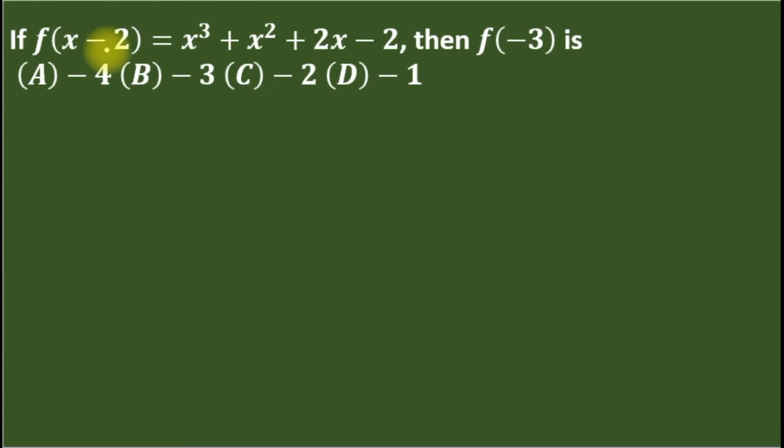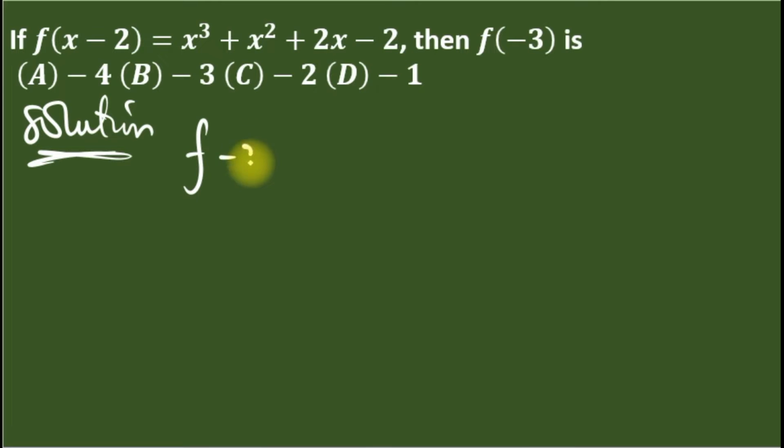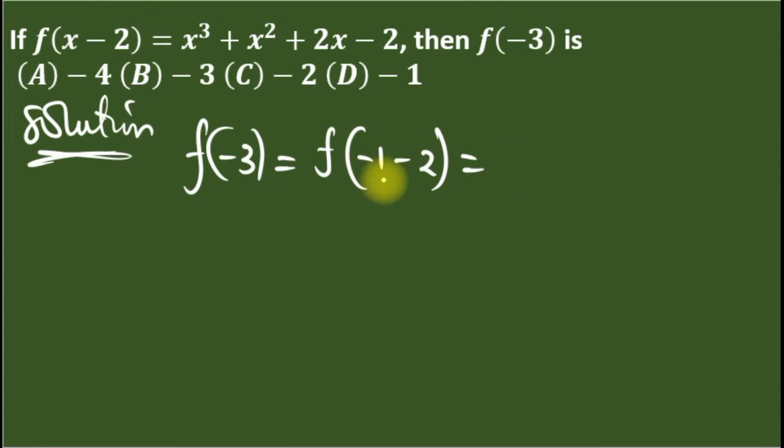It said if f of x minus 2 equals this, then we are asked to find f of minus 3. The equation is very simple. We are looking for f of minus 3, and for us to get minus 3 here, I have to put x as minus 1. Do you get the logic? That's the only way I can get minus 3.